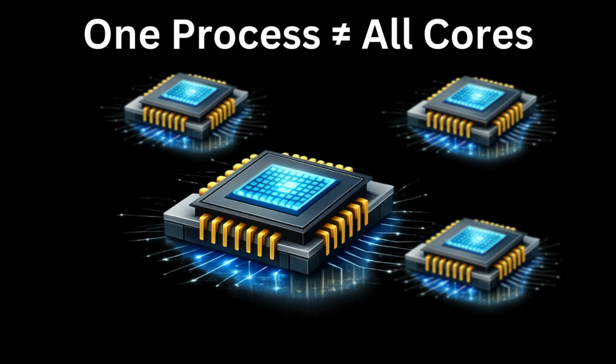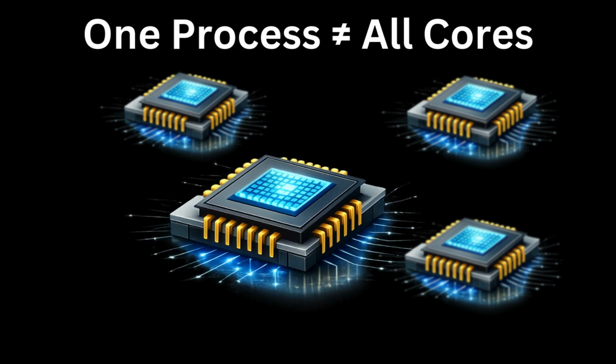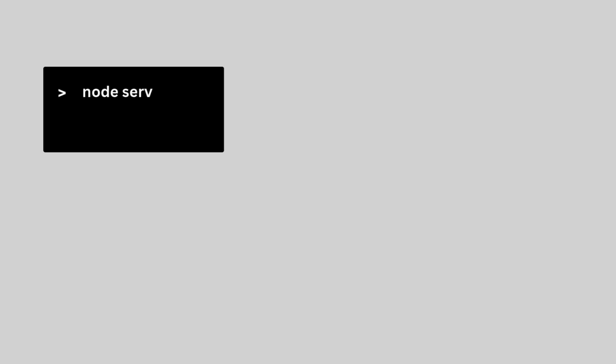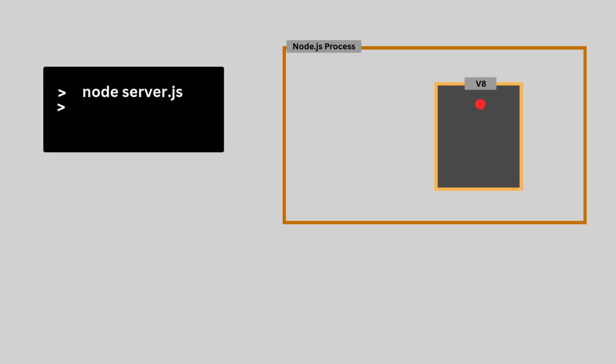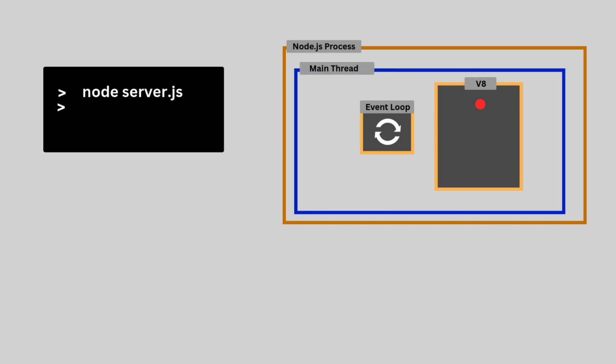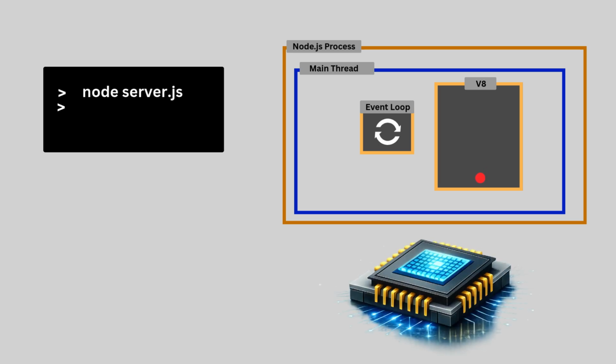So how does Node.js scale across all CPU cores of a machine? Let's break it down. When you run node server.js, you create one operating system process. That process contains one V8 instance, one event loop, and one main JavaScript execution thread. Unless worker threads are explicitly created, all application logic runs on that main thread. The operating system schedules that process on a CPU core.